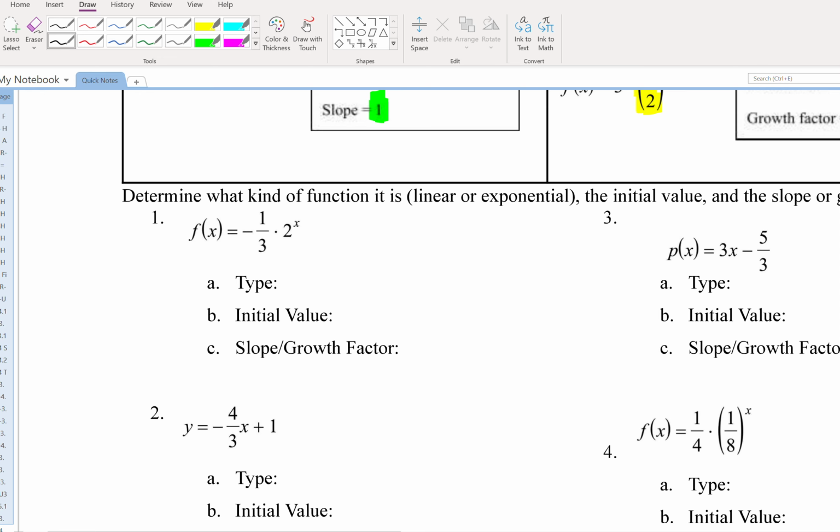I'm just going to do a couple. This one, I think the biggest thing you want to look for is that the variable is the exponent. If you have the variable as an exponent, that means this is exponential. Its initial value would be negative 1/3, and the growth factor then would be 2.